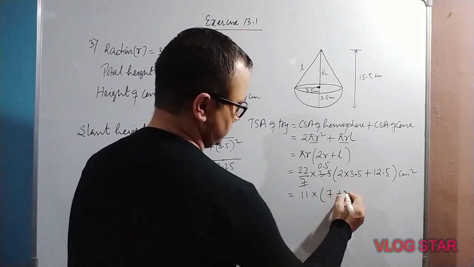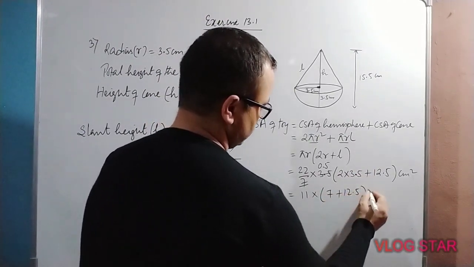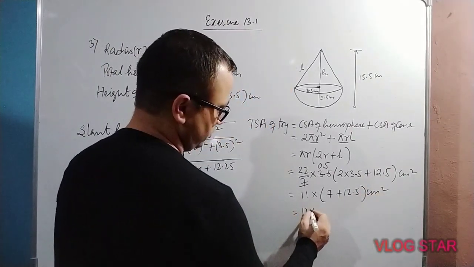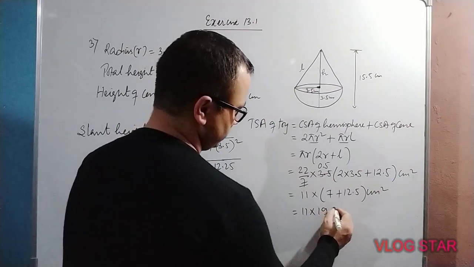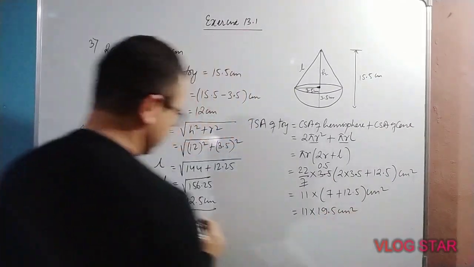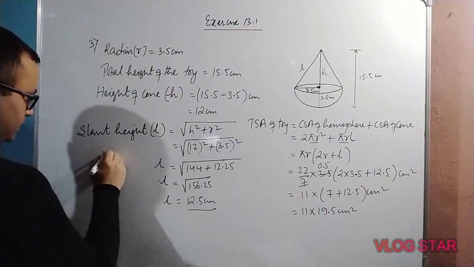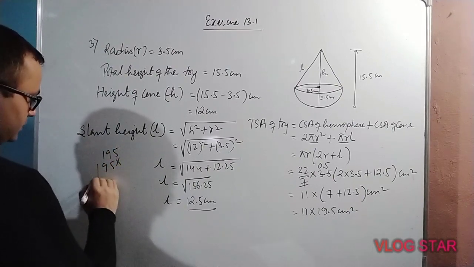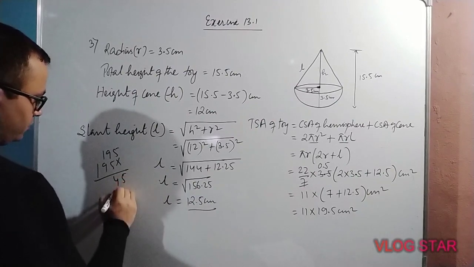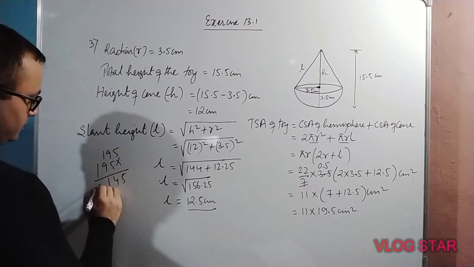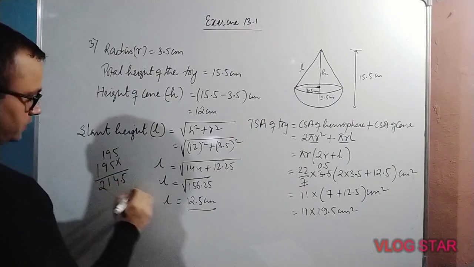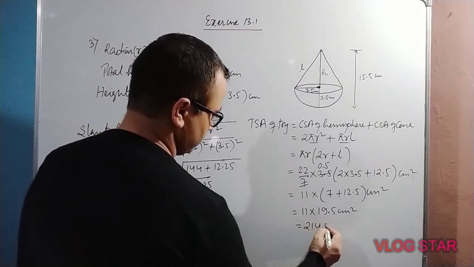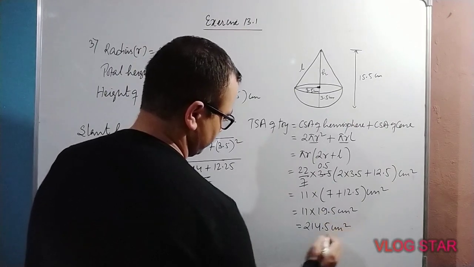So 7 plus 12.5 centimeter square. So this equals 11 into 19.5 centimeter square. So multiply it: 19.5 into 11 gives 214.5 as the answer. 214.5 centimeter square.